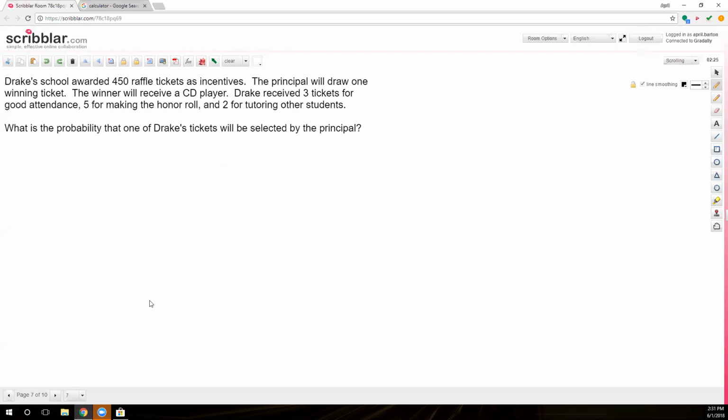So still some probability. This time I want to show you how they can write the answer a couple of different ways. We still are focused on probability. We're still focused on want divided by total. But all the answers so far we've seen have been fractions. They can actually show it a couple of different ways.